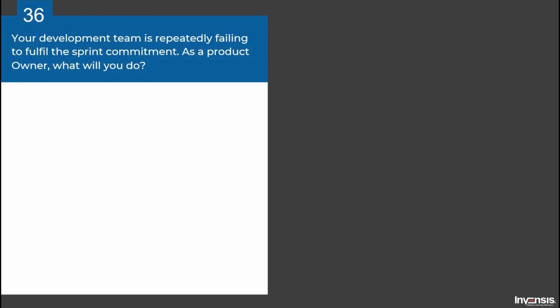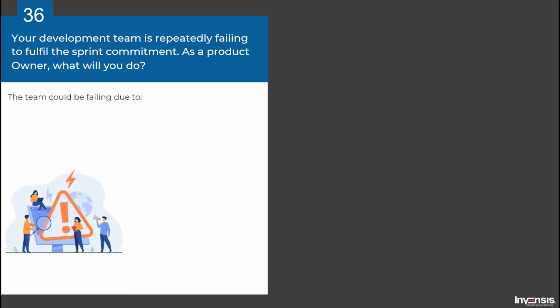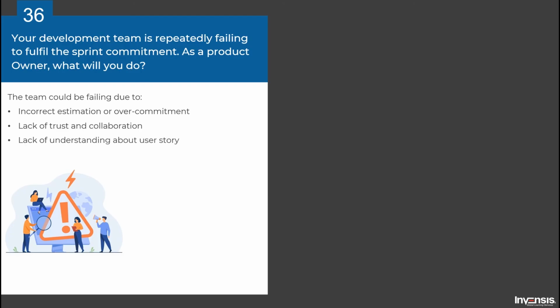Your development team is repeatedly failing to fulfill the sprint commitment. As a product owner, what will you do? As a product owner, it is highly important to understand the reason behind the failure of the development team to complete the sprint commitment. The reasons for the failure can be plenty, such as it might be because of incorrect estimation or overcommitment. Or, it might be because of a lack of trust and collaboration in the team. Might be because of the team not understanding the user story and interpreting it differently. You need to continuously keep track of the progress of the development team and identify which of these reasons are responsible for the failure of the team. Based on this reason, the product owner needs to work with the development team and Scrum Master to find the solution.